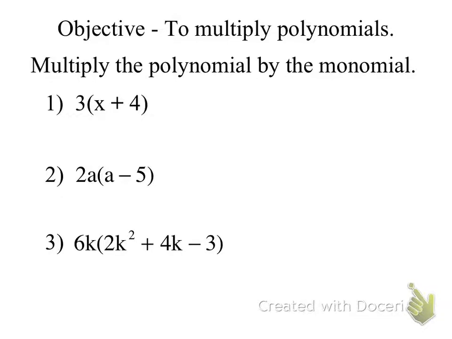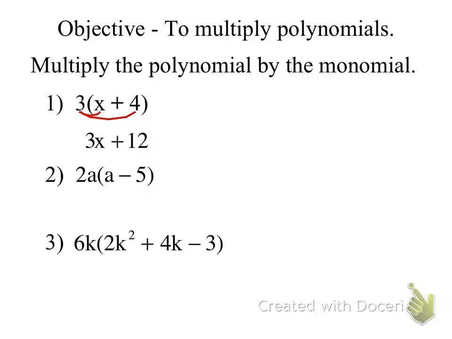We've learned how to multiply a monomial times a binomial. We've been doing that. That's just distributing, right? So this would be 3 times x is 3x, and 3 times 4 is 12, right? Pretty easy. You don't need to write this, just kind of an introduction.